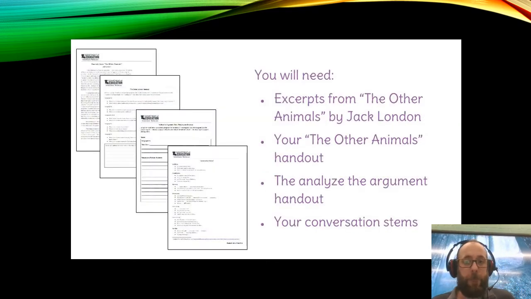What you'll need today are excerpts from The Other Animals by Jack London, and your Other Animals handout, which is on page, oh my goodness, I know you can find it. It's probably page like 21. Let me start over here. Okay, so Other Animals starts page 17 and it's page 18. And then the Other Animals handout is page 19 and 20. And then we will go from there.